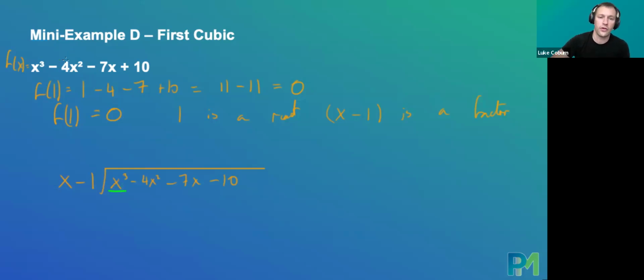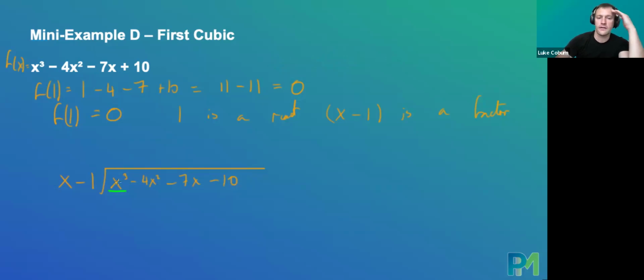Now, it can happen that your cubic might be something like x cubed minus 4x squared plus 10. It may not have the linear term, in which case we have to write it down like this. You have to leave space for the missing term, or else this division, the way we lay it out, won't work and will go wrong. So just bear in mind that if one of those terms is missing, you have to leave space for it.